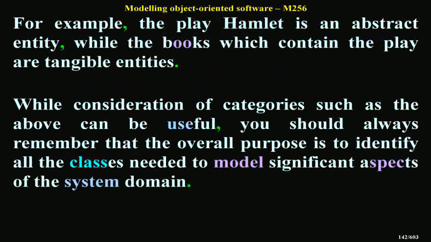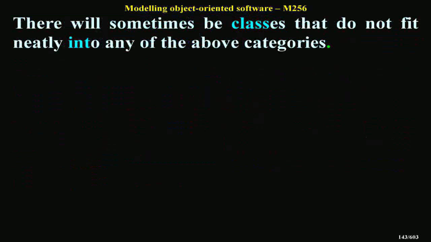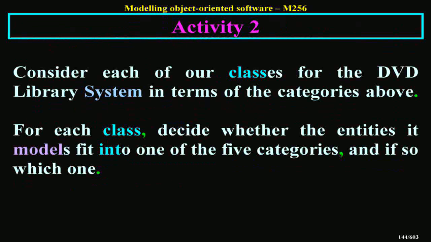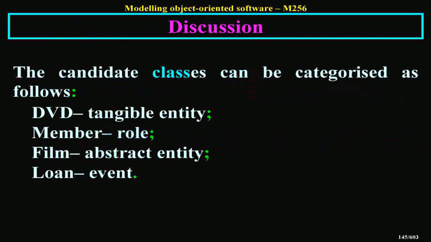While consideration of categories such as the above can be useful, you should always remember that the overall purpose is to identify all the classes needed to model significant aspects of the system domain. There will sometimes be classes that do not fit neatly into any of the above categories. Activity 2. Consider each of our classes for the DVD library system in terms of the categories above. For each class, decide whether the entities it models fit into one of the 5 categories, and if so, which one. Discussion. The candidate classes can be categorized as follows: DVD, tangible entity; Member, role; Film, abstract entity; Loan, event.